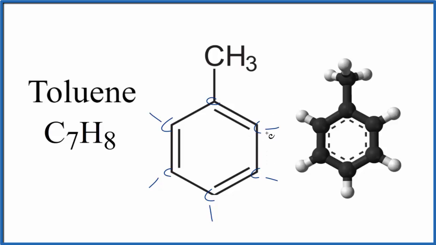Note that we do have resonance. So these double bonds here, they're averaged across the benzene. So sometimes I just show these dots here to show that we have resonance, that the actual structure is going to be an average of the double bonds.